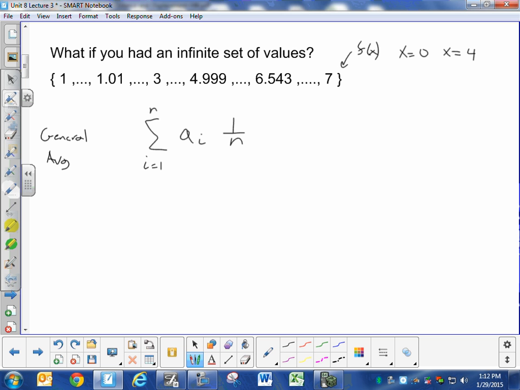Well, this is the finite world. What would change this to be an infinite world? n would be infinity, right? Now, we're not going to just plug in infinity here because, like, 1 over infinity we think is 0, and it is. So we don't want to think about it that way. Instead, we'll say let's approach infinity. Let's talk about n approaching infinity. So instead, I'll put a limit right in front here. Okay? So this is a general average formula for an infinite set of data.